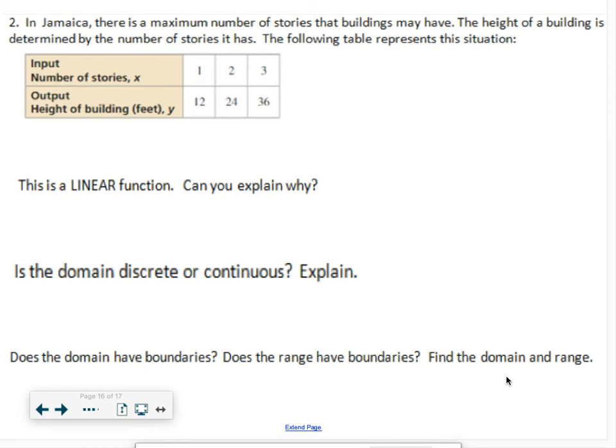All right. In Jamaica, there's a maximum number of stories that buildings may have. The height of a building is determined by the number of stories it has. The following table represents this situation. This is a linear function. Can you explain why? It's constant. If we look at our table, I'm going up by 1 on my input, but what am I going up by on my y's? 12. Yep. Has a constant rate.